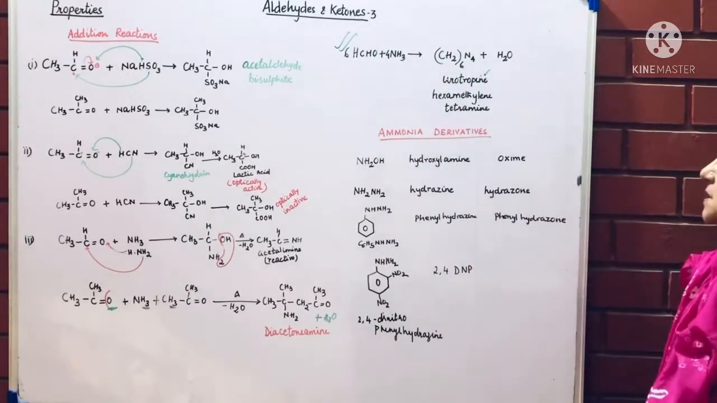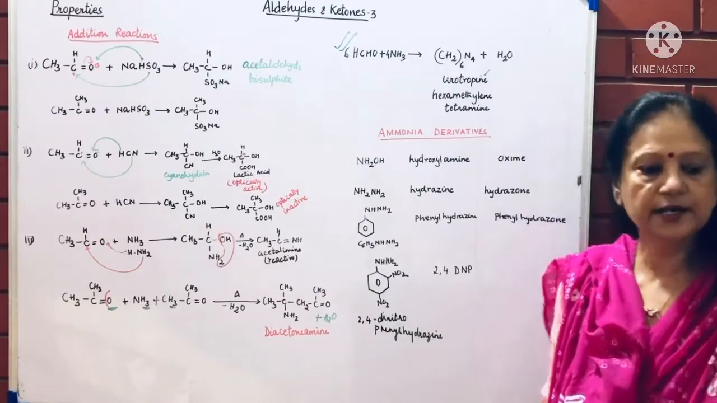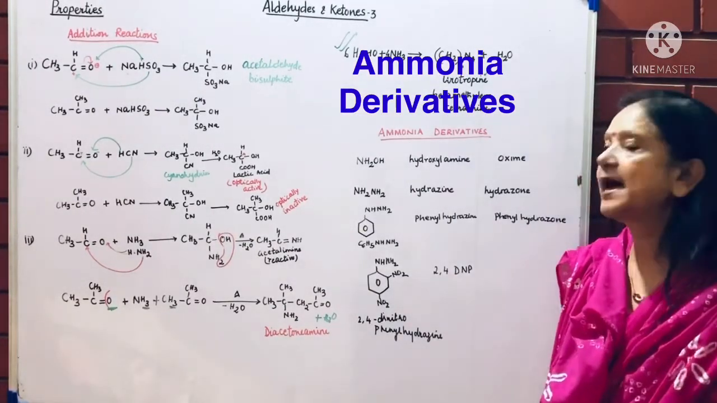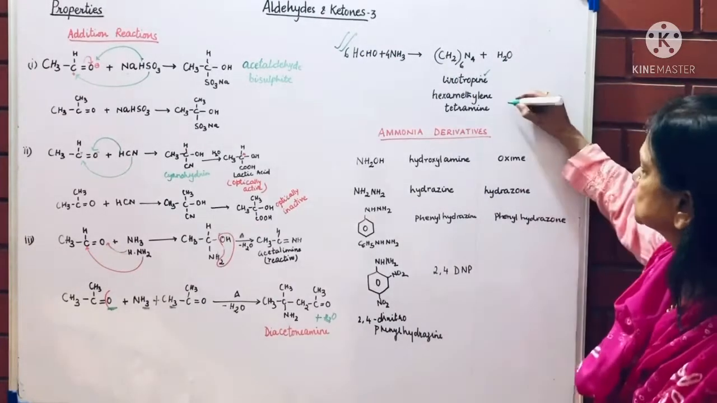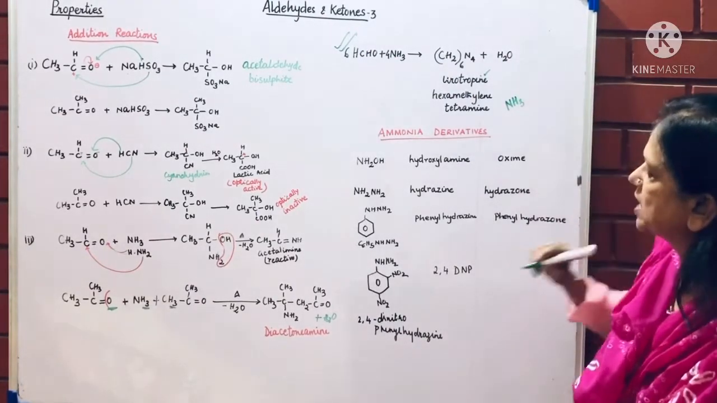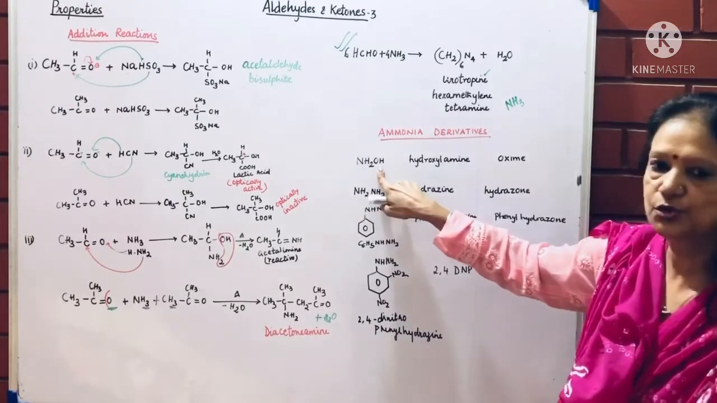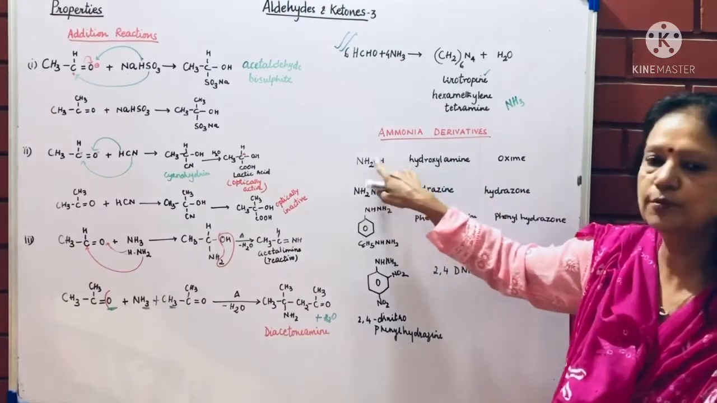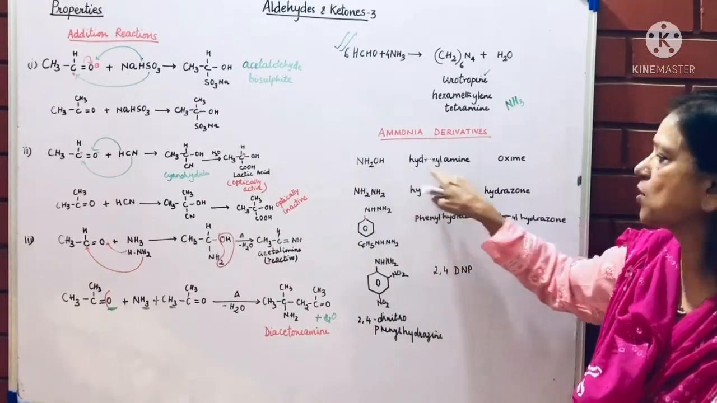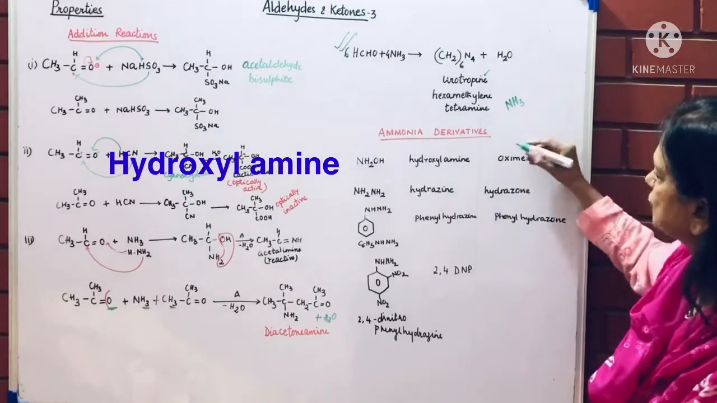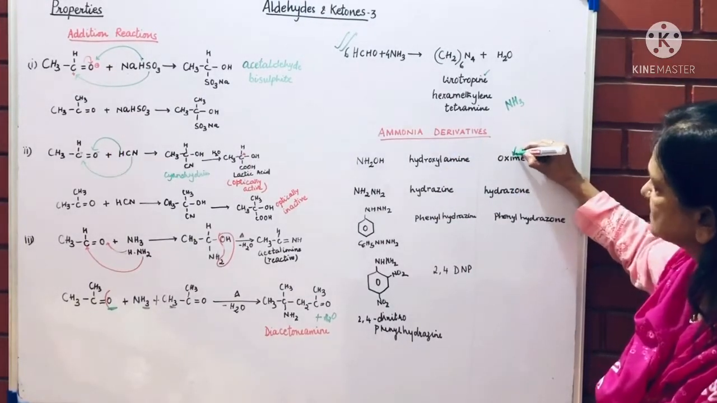Next I have written here is ammonia derivatives. Ammonia derivatives means the compounds which I can make from ammonia. So now ammonia is NH3. If I remove one hydrogen from here and attach OH, it becomes hydroxylamine. Hydroxyl group on an amine group, so hydroxylamine. The compound formed when it reacts will be called oxime.